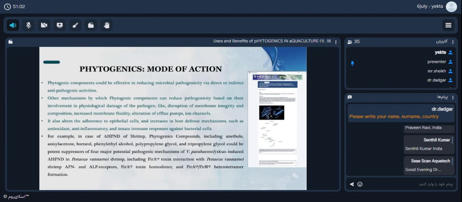Then how does it work, what's the mode of action? This is the main thing which is quite difficult for us to prove, how it works. If we take just one example, these components could be effective in reducing microbial pathogenicity via direct or indirect anti-pathogenic activities. Why are we selecting antimicrobial things? So you can see whether it's working or not working.